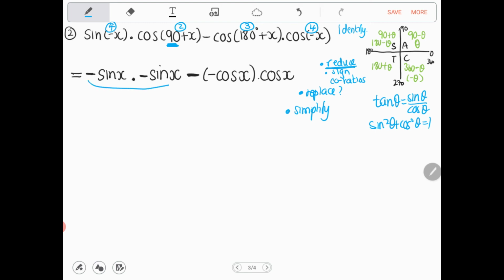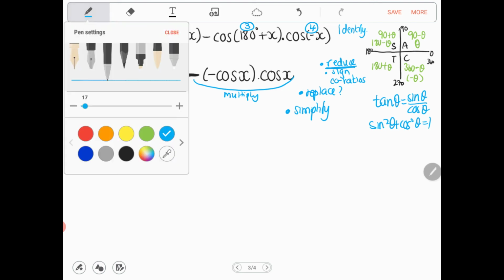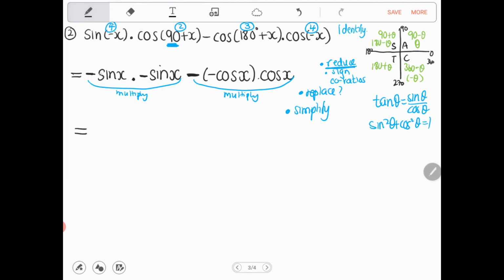So we've got 2 terms. So I'm going to multiply each term before I can add and subtract. Okay, so here we've got a negative times a negative is a positive. Sine times sine is sine squared. Here we've got a negative times a positive, which will give me a positive. Cos times cos is cos squared.